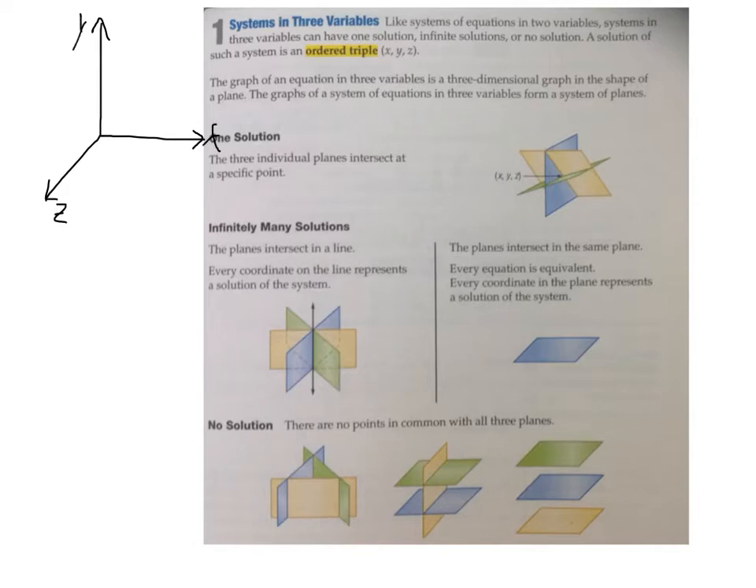So let's say we were looking at the point 1, 2, 3. You would go over 1, up 2, and then out of the page 3. So that's over 1, up 2, and at that same time we have to go parallel to the z-axis, over 1, 2, 3. That would be the point in that little space there.